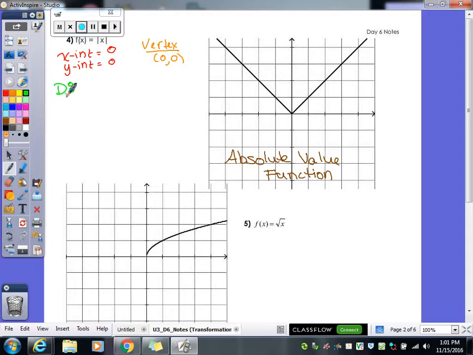Now let's do domain and range. What would be our domain? X is an element of the reals. It's going to be every single x value. What would our range be? Y is greater than or equal to 0.